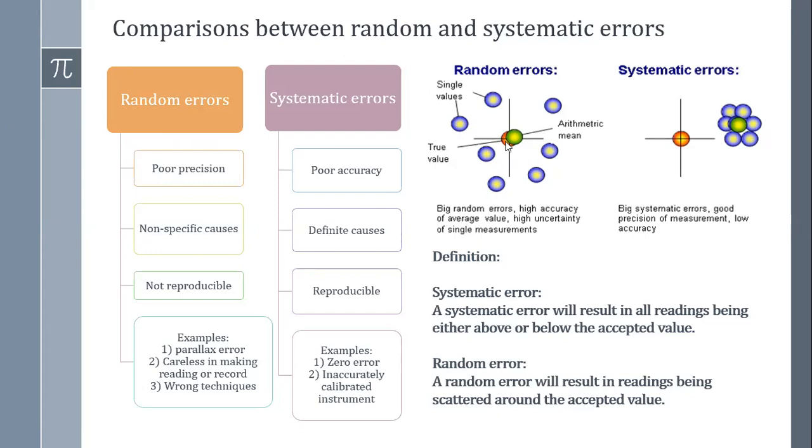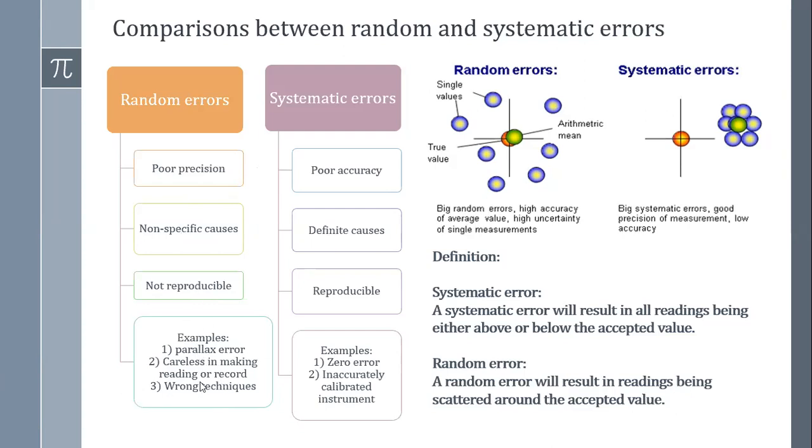The orange color is the true value, but the values are scattered, so poor precision. The causes are non-specific, and of course it depends on the person. It is not reproducible. You can't repeat the same pattern every time. If you got +2 and you repeat, you won't get +2 again, maybe +3. An example is parallax error, as I told you earlier.